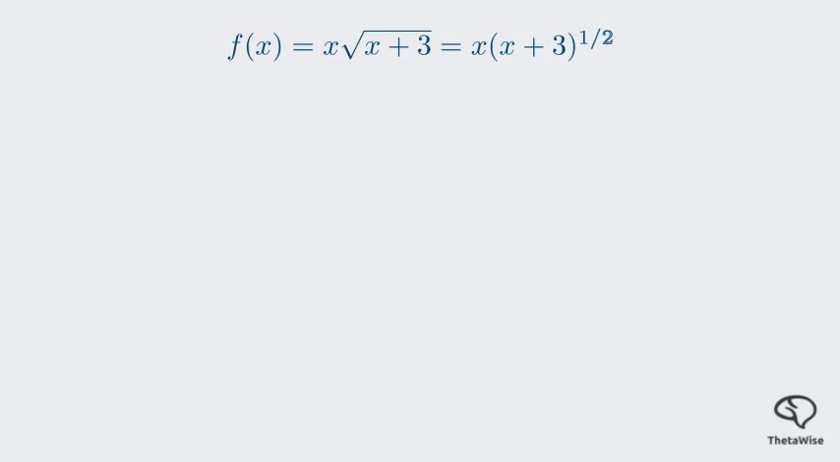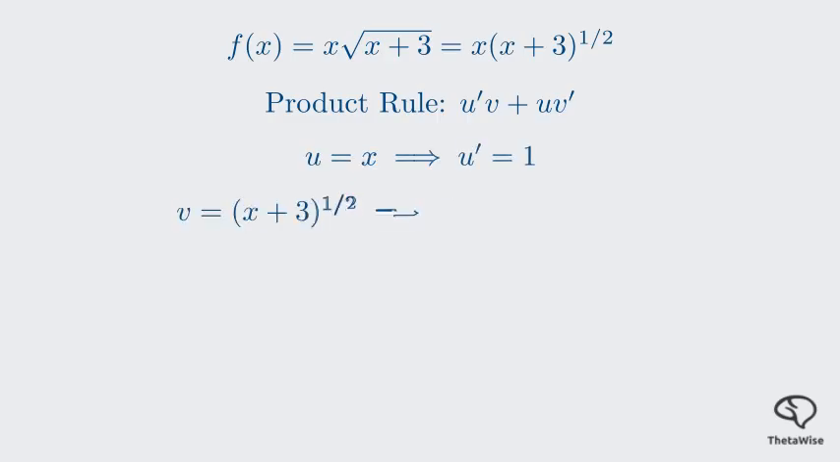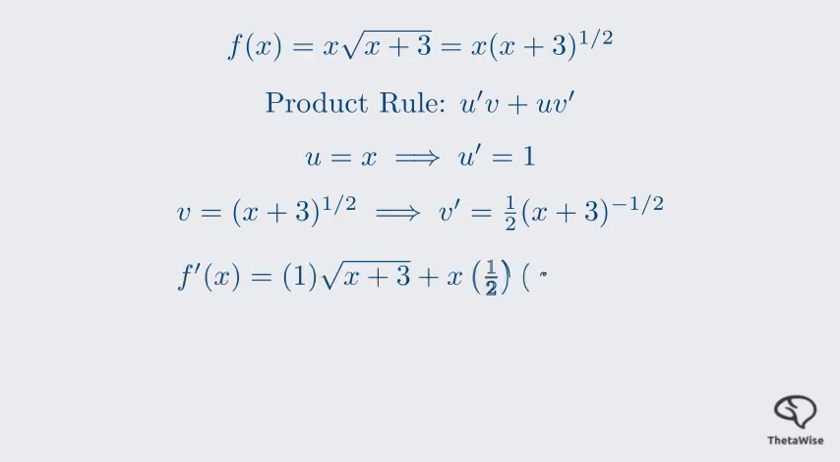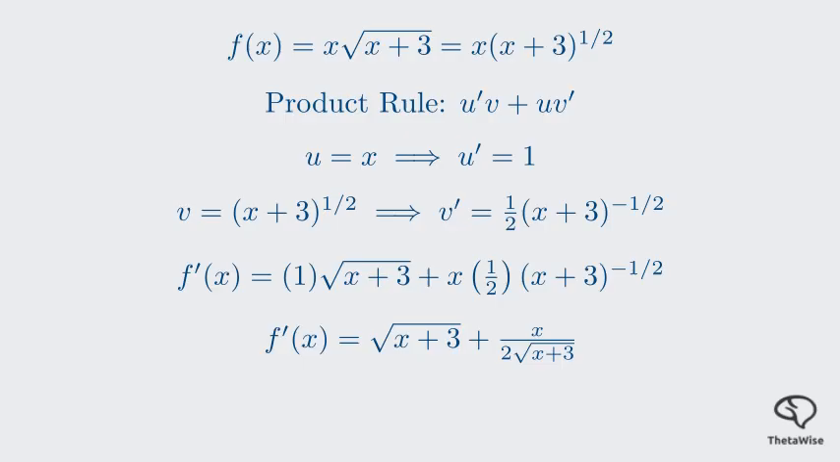We'll use the product rule, which states that the derivative of u times v is u prime v plus u v prime. Here, u is x, so u prime is 1, and v is x plus 3 to the 1/2 power. Using the chain rule, v prime is 1/2 times x plus 3 to the -1/2 power. Plugging these into the product rule, we get 1 times the square root of x plus 3 plus x times 1 over 2 times the square root of x plus 3.